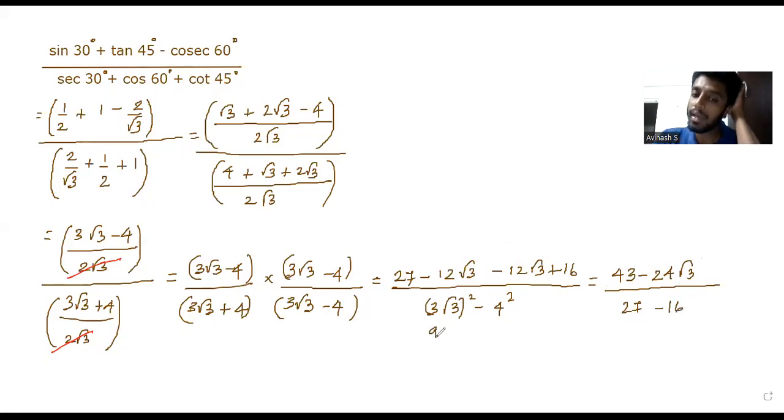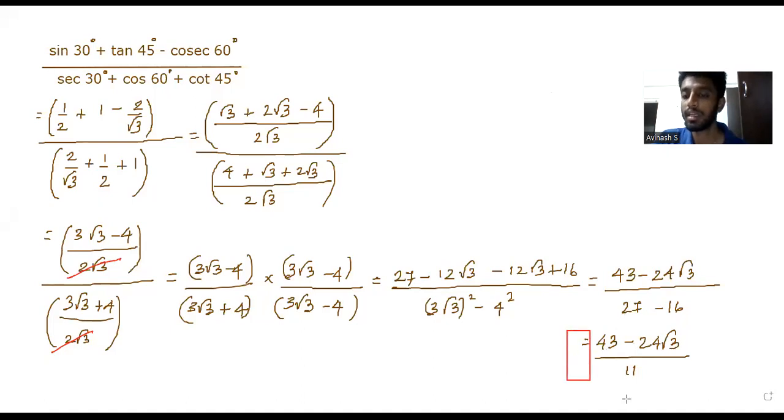So basically 3 square is 9, root 3 square is 3, so you get 27, and 4 square is 16. So the final answer will be 43 minus 24 root 3. See, minus 12 root 3 minus 12 root 3 is minus 24 root 3. Just the rational part will get added, divided by 11. Since the denominator is devoid of an irrational part, this will be the final answer, which is (43 minus 24 root 3) by 11.